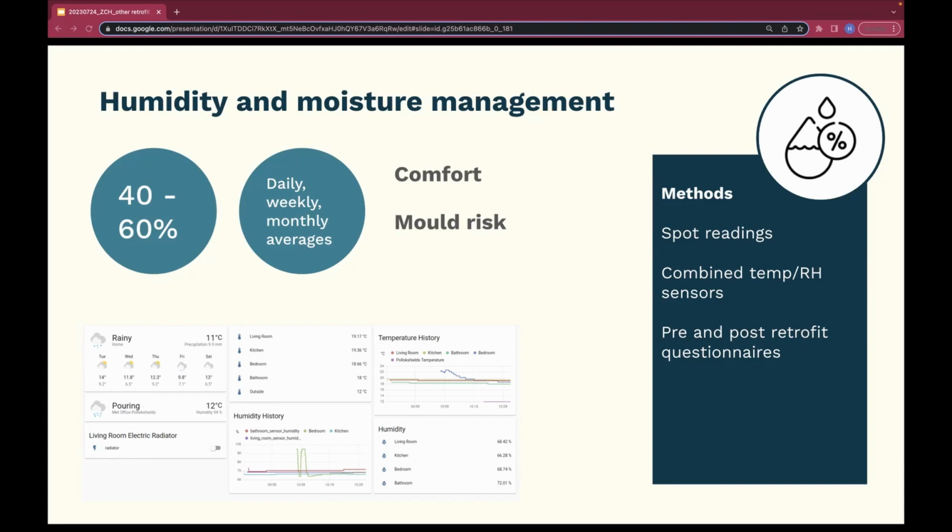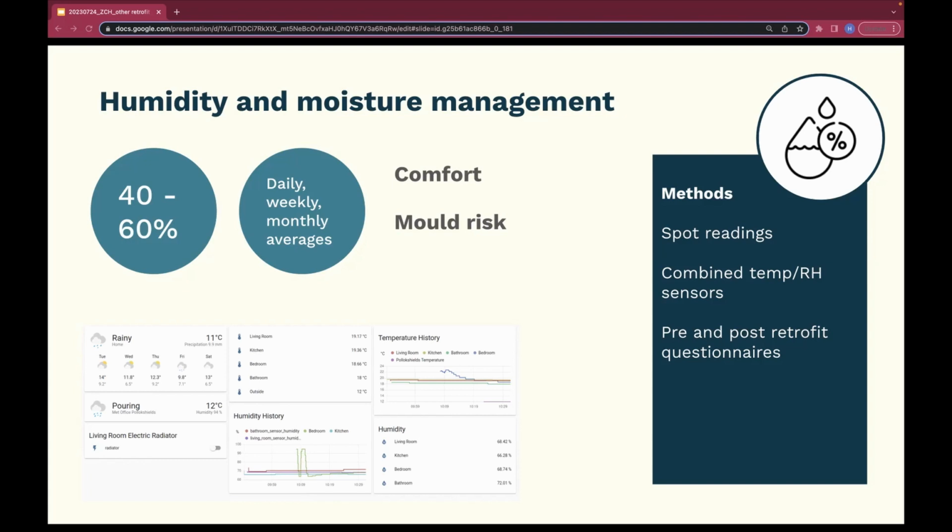But what we're interested in really is those higher levels of humidity over longer periods, which is why in things like Part F of the building regs, they're interested in daily, weekly and monthly averages, because they're quite a good indicator of where you've got more risk of things like mold formation.